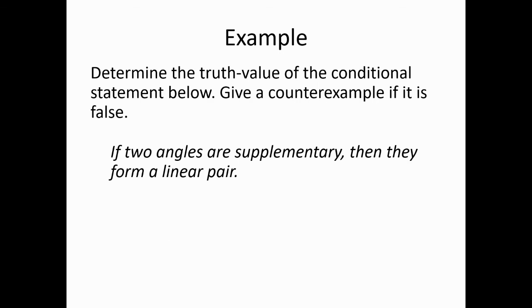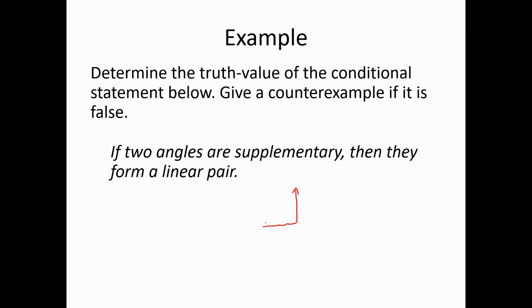So how about this one? Let's determine the truth value of this statement. If 2 angles are supplementary, then they form a linear pair. Well, this is false. Okay. It is entirely possible for 2 angles to be supplementary but not form a linear pair. So let us actually produce a specific counterexample to that.